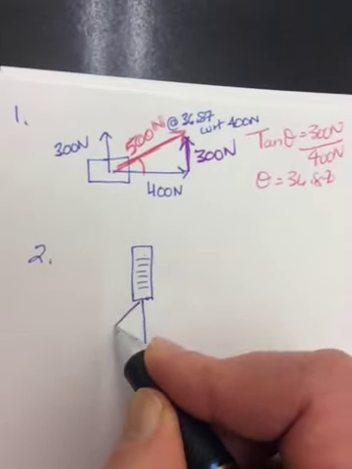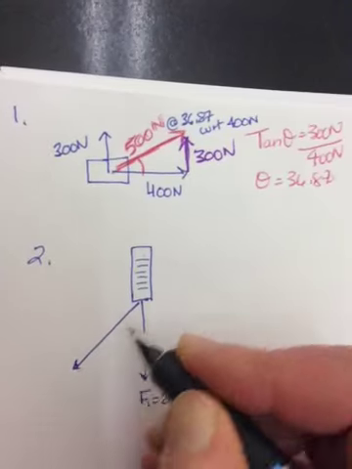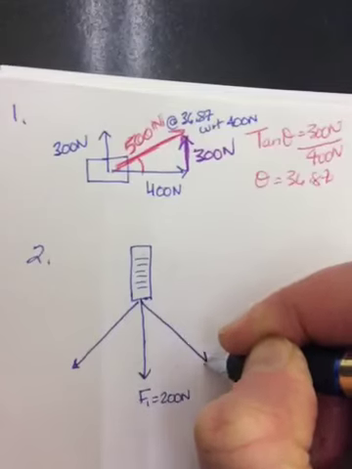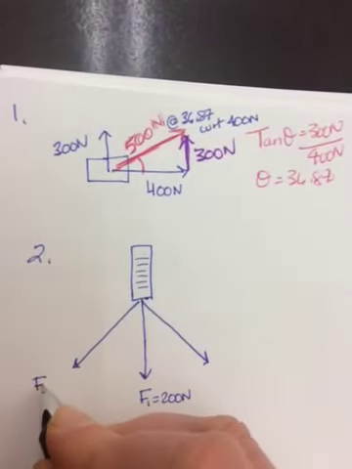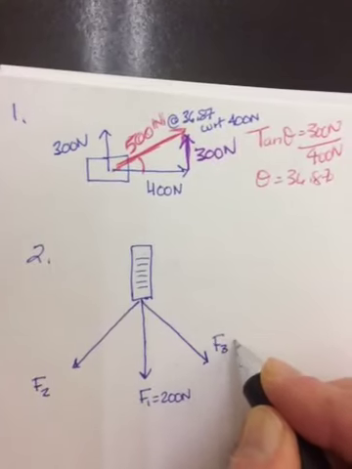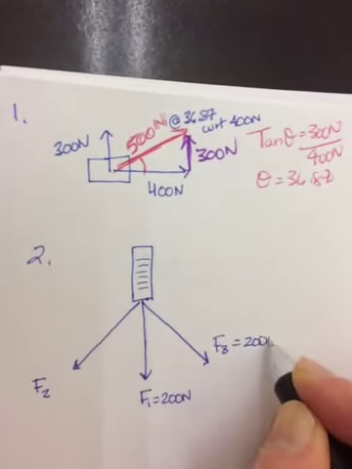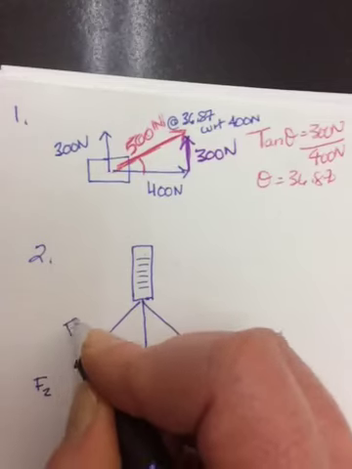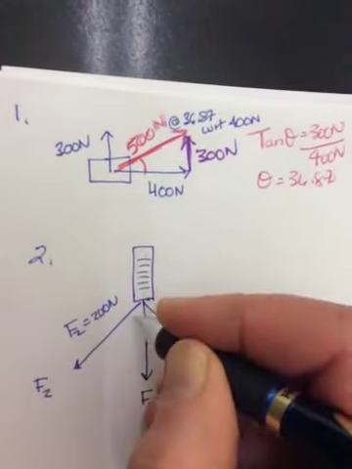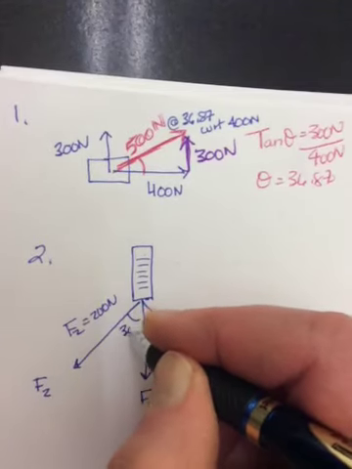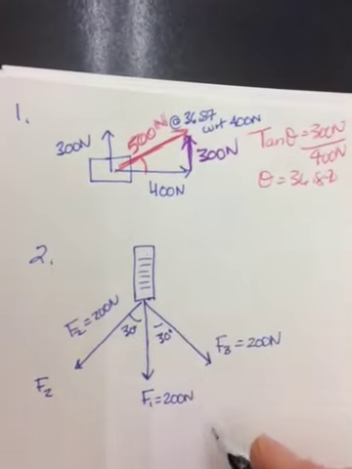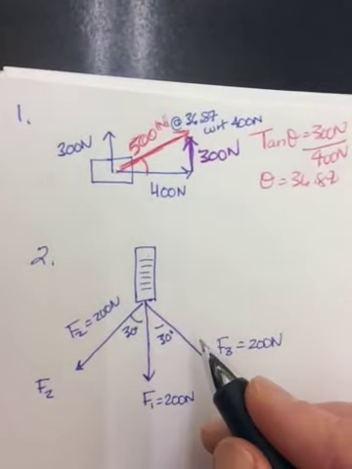But now you're going to attach 2 other strings, one this way and one this way. So F2 and F3. And it says both of these as well are 200 newtons. I'm just going to write it up here. Okay? And it tells us that this angle in here is 30 degrees for both of them. And the question wants to know then, what's the scale going to read?